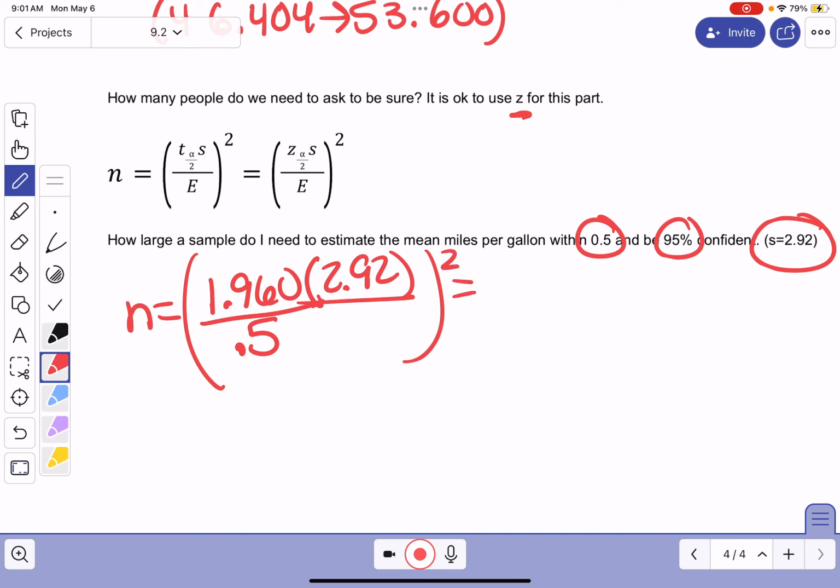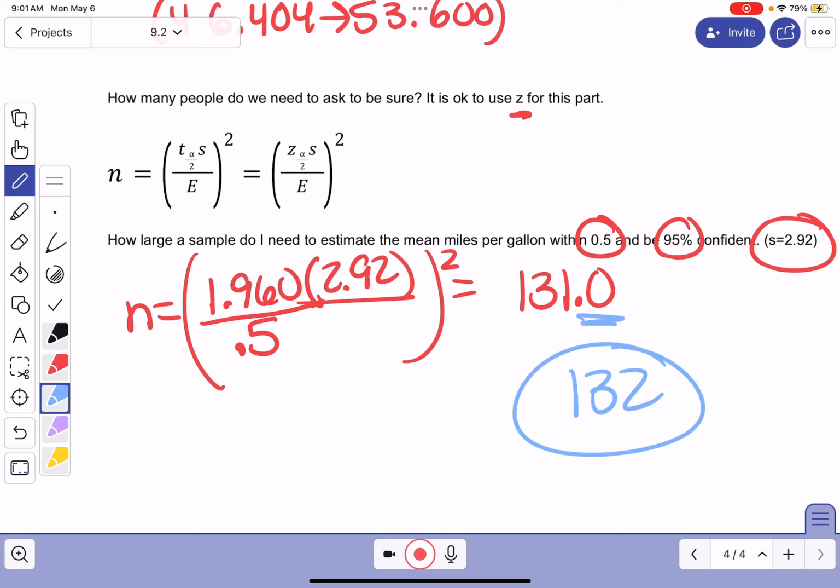Type that in the calculator, we get 131.0. And remember, we always round up no matter what, so we're going to ask 132 people. That is section 9.2. Let me know if you have any questions.